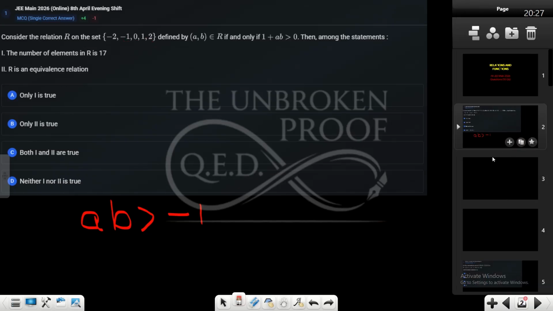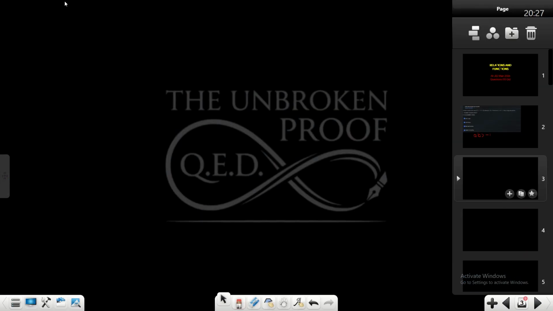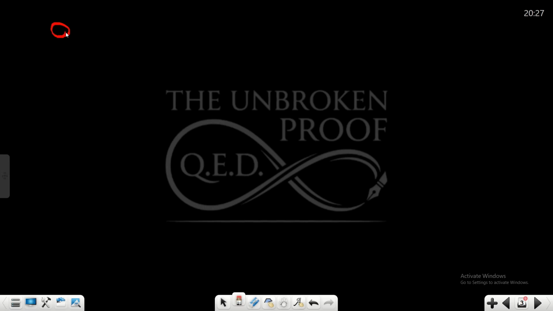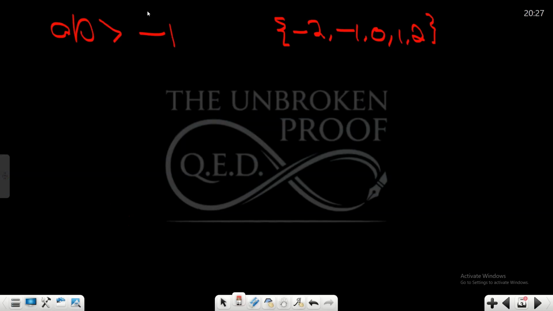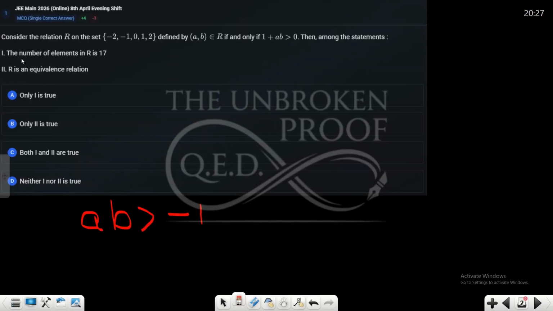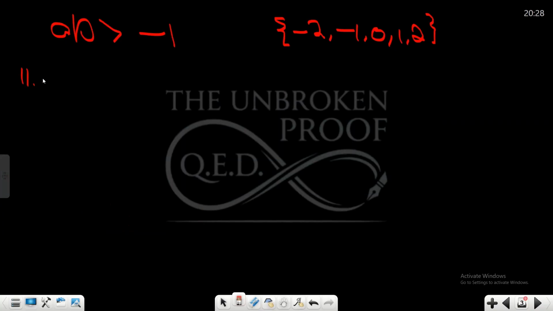So now let us see. ab is greater than -1, and the set given is {-2, -1, 0, 1, 2}. The first statement is the number of elements. The second statement is whether R is an equivalence relation or not. So let us do the second statement first. Always start with the easier one, then go with the harder one, because this is the easier one. We can use just 3 tests to check whether R is an equivalence relation or not.